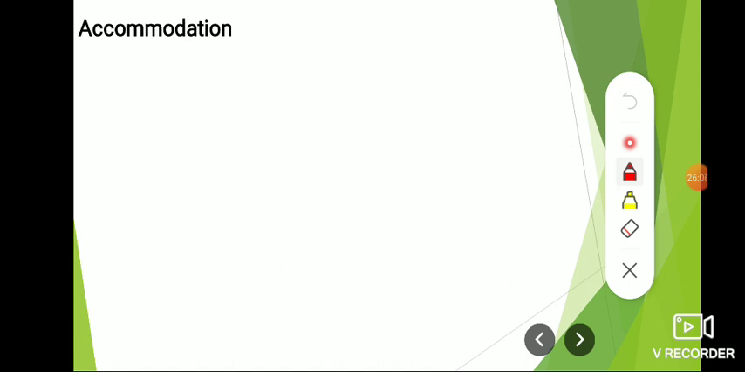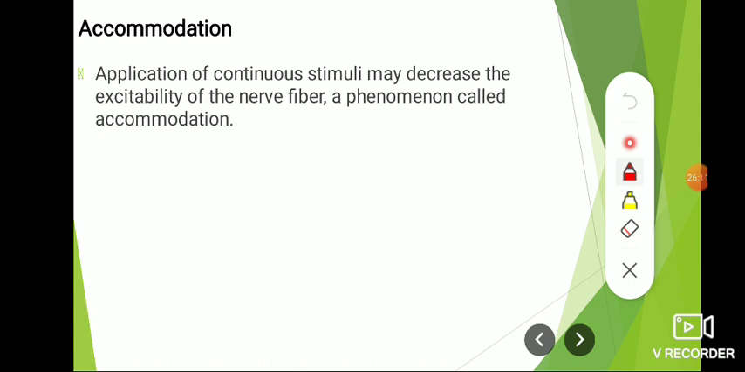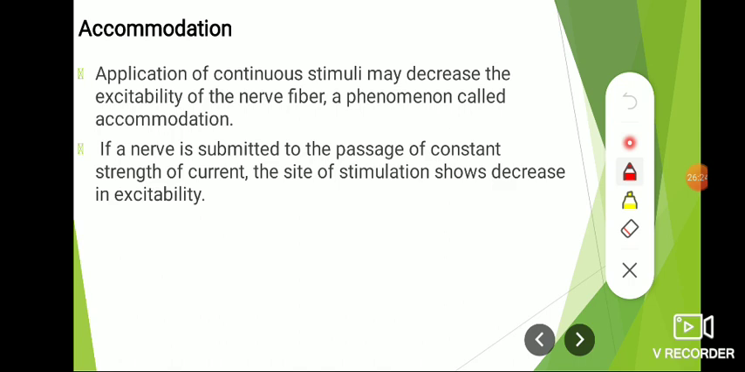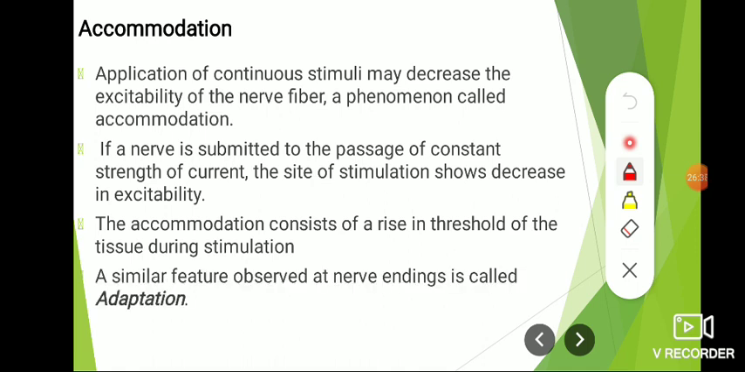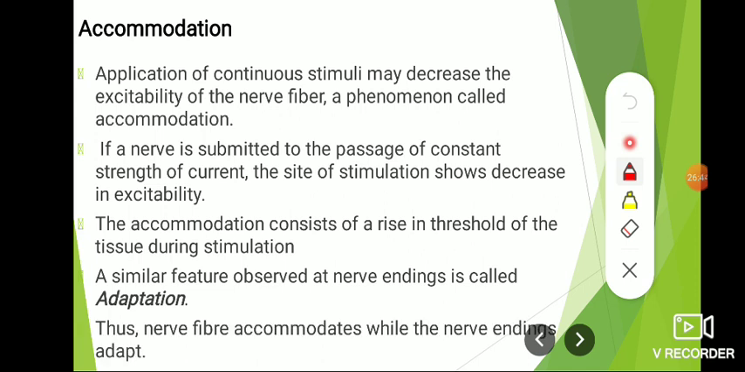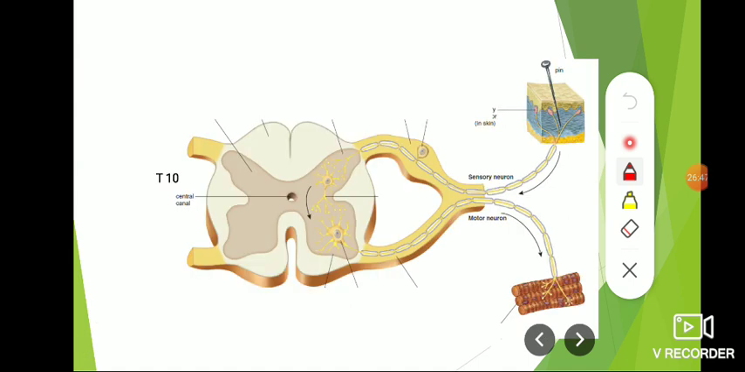And the last, very important property is accommodation: application of continuous stimuli may decrease the excitability of a nerve fiber, a phenomenon called accommodation. This is very important for our survival. We will discuss this during our FCR discussion. If a nerve is subjected to passage of constant strength of current, the site of stimulation shows decrease in excitability. The accommodation consists of a rise in threshold of a tissue during stimulation. A similar feature observed at the nerve ending is called adaptation. So the nerve fiber accommodates while the nerve ending adapts.